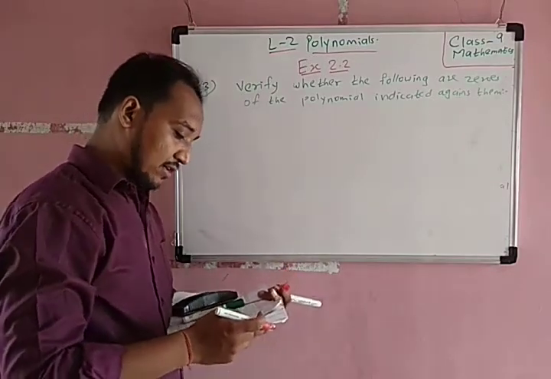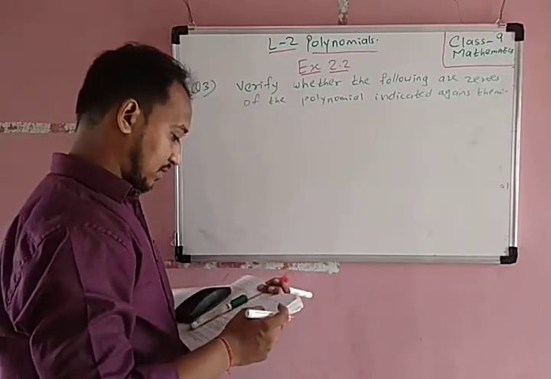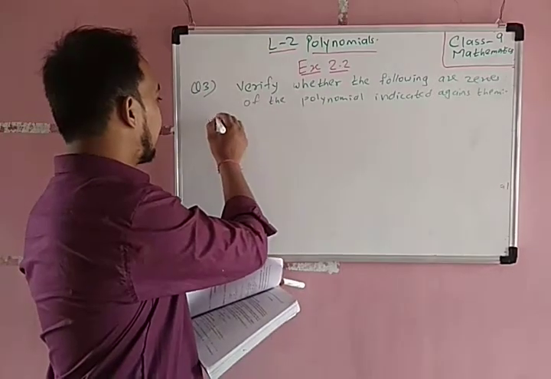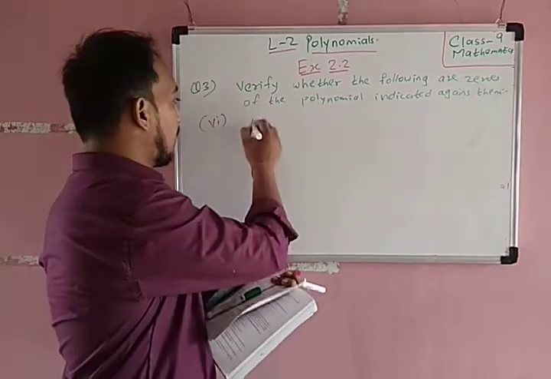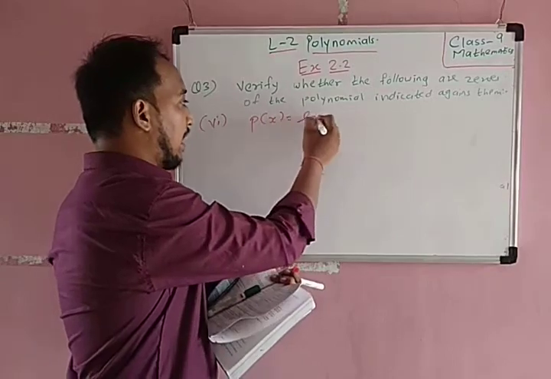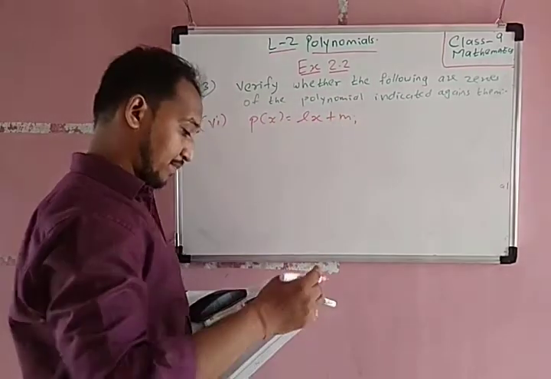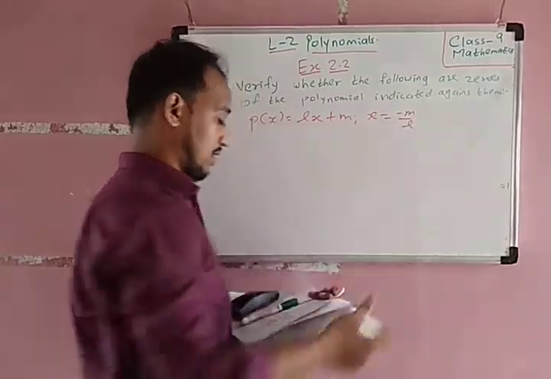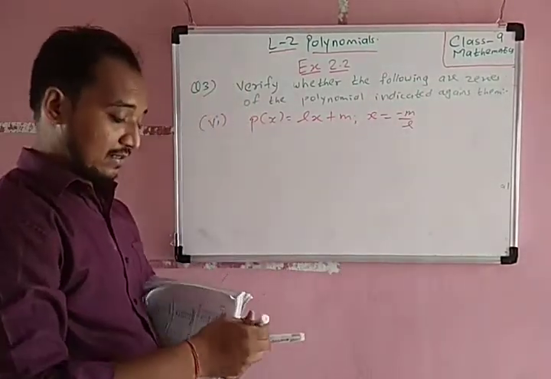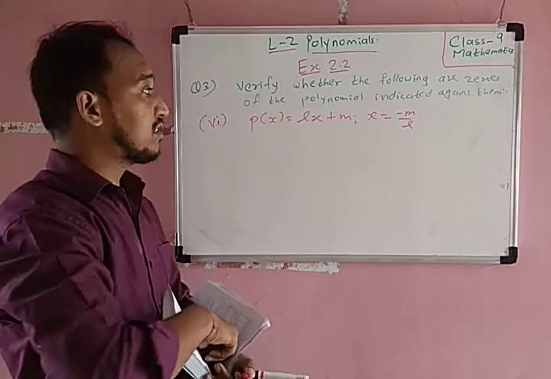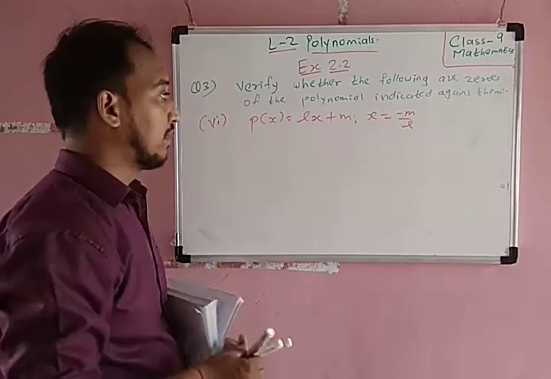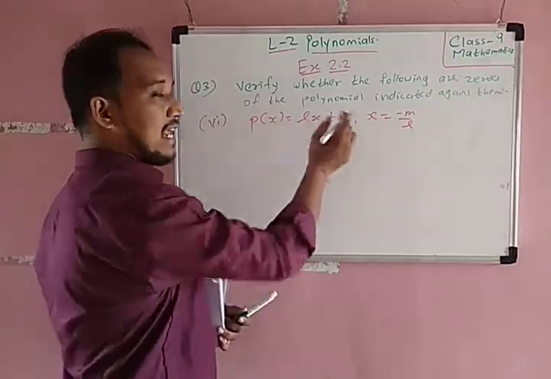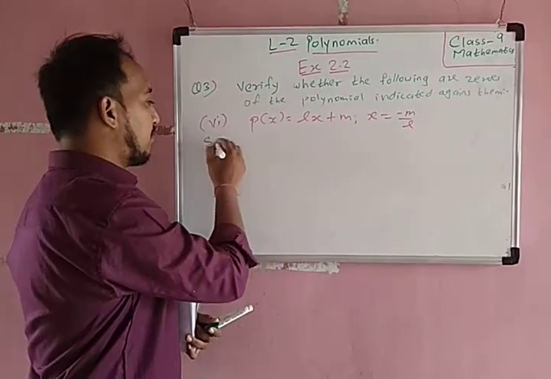Fifth is homework. Sixth, p of x equals Lx plus m, where x equals minus m by L. Here you are given only the variables, L and m. So here also we have to do it the same way.